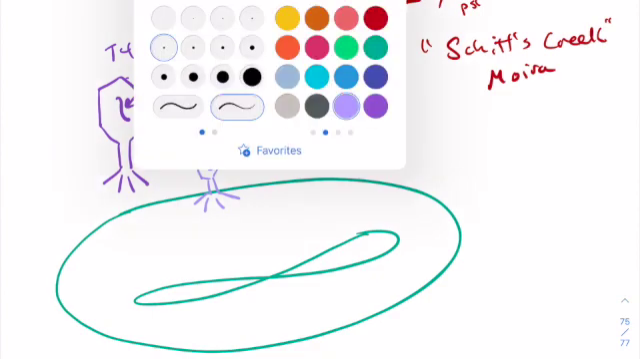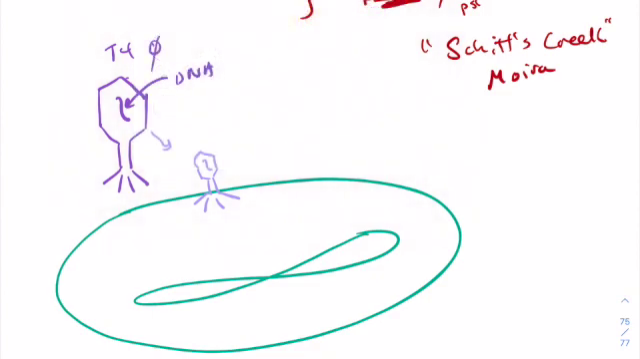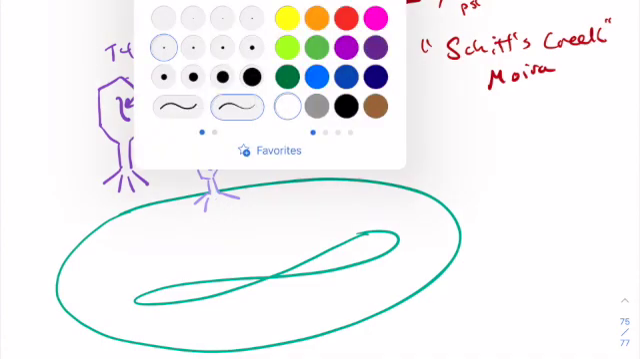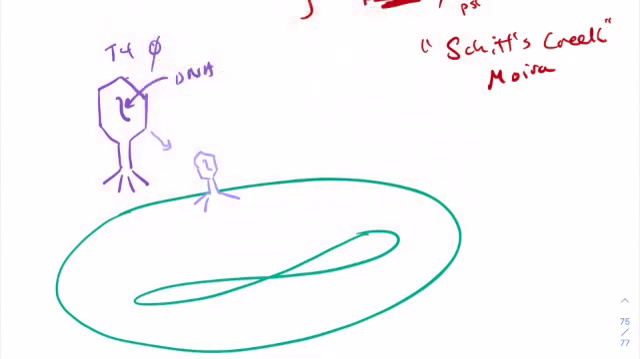And what it does is it puts a tiny little nick in the cell membrane, and only its genome gets in. Only its little piece of DNA gets in. It's actually called uncoating. It's the uncoating process because the protein coat stays on the outside.